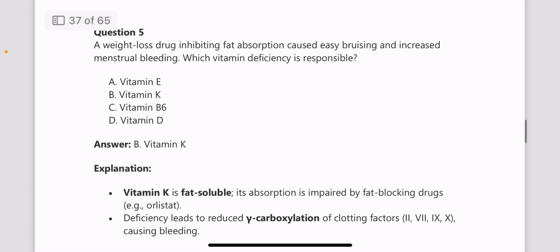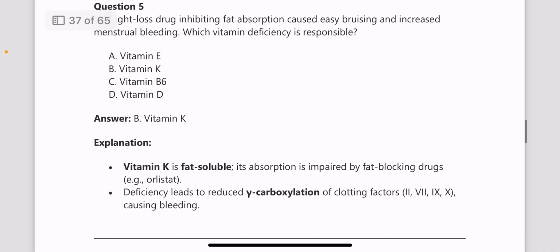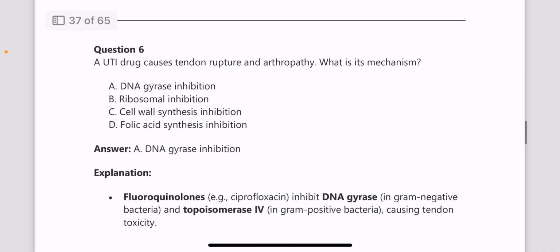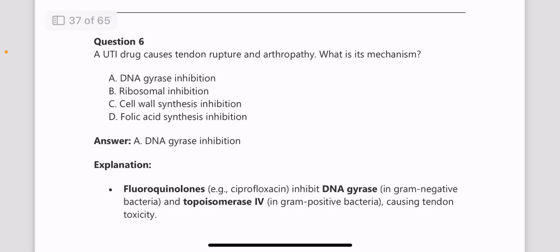Next question, a weight loss drug inhibiting fat absorption caused easy bruising and increased menstrual bleeding. Which vitamin deficiency is responsible? Answer is vitamin K, which is a fat soluble one, and its absorption is impaired by fat blocking drugs. Example, Orlistat. Next question, a UTI drug causes tendon rupture and arthropathy.